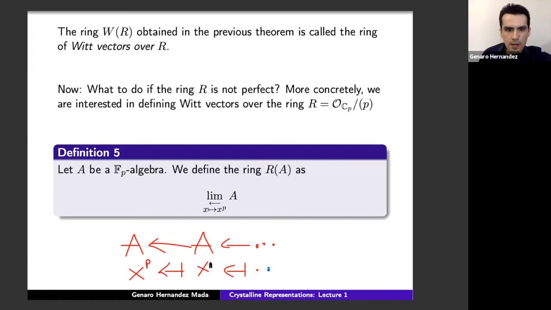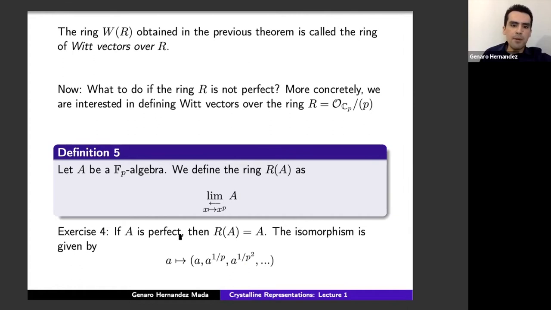I should say here y, and so on. Okay, so this is just notation, R of A. So the exercise is that if A is perfect, then R of A is already isomorphic. And the isomorphism is given by this. So this is kind of easy, right?